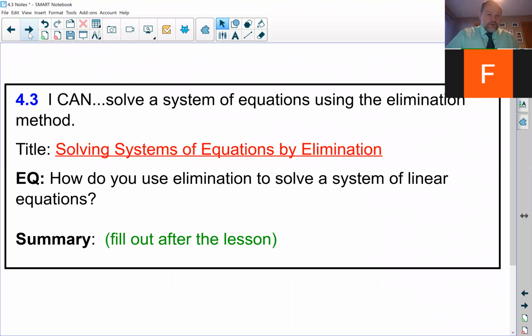All right, so today, solving systems of equations using elimination. And it's called elimination for a very good reason. In order to solve the system, we're going to start by eliminating one of the variables. And you'll see how we do that in a moment.